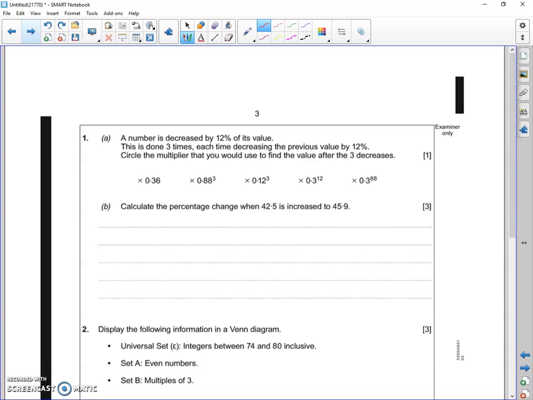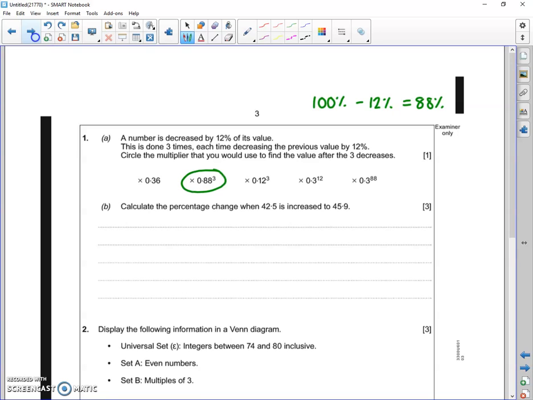A number is decreased by 12% of its value. It's done 3 times. Okay, circle the multiplier you would use. So multipliers, remember, you always start from 100%. If you're increasing, you add. If you're decreasing, you take away. We're taking away 12%. That leaves us with 88%. As a decimal, that's 0.88, and we're doing it 3 times, so to the power of 3.